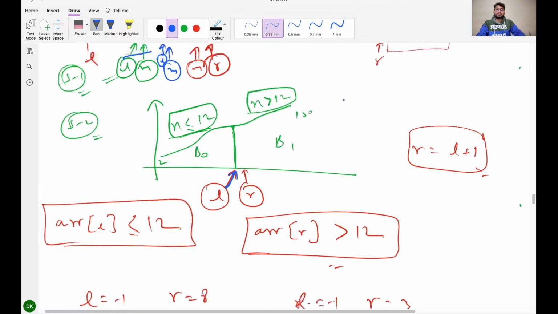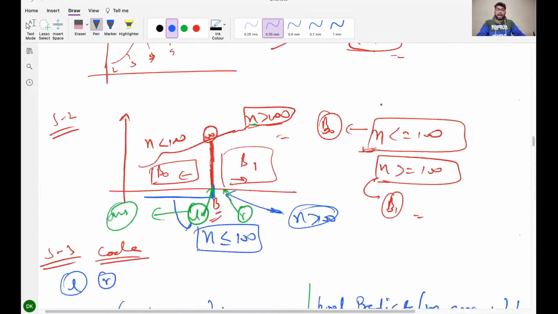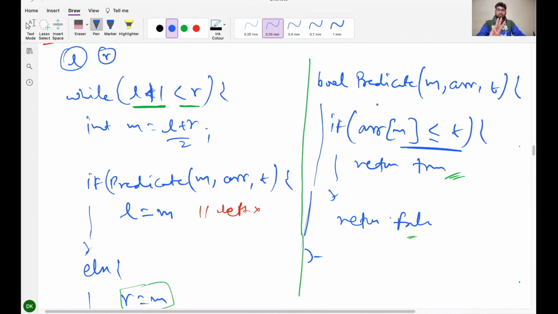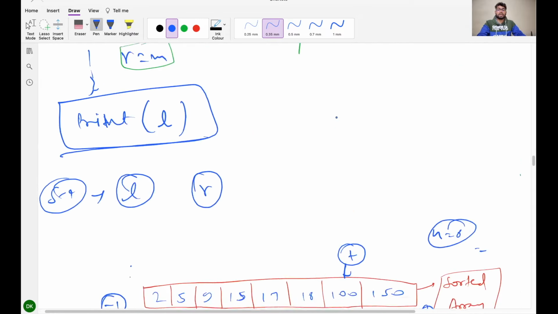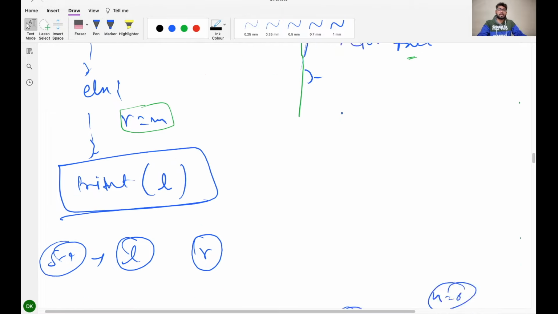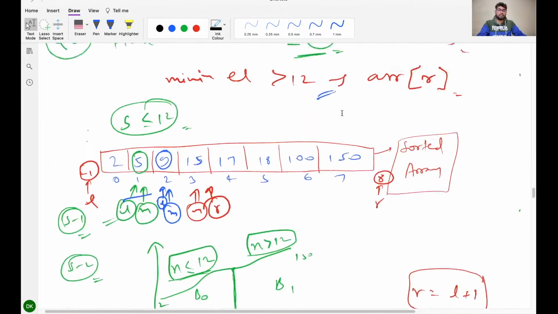So with the same template or code, I can find three types of problem. Either I can find the particular element, or I can find the element less than or equal to it, or I can find the element greater than it.